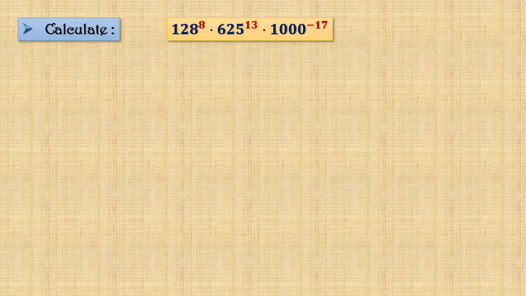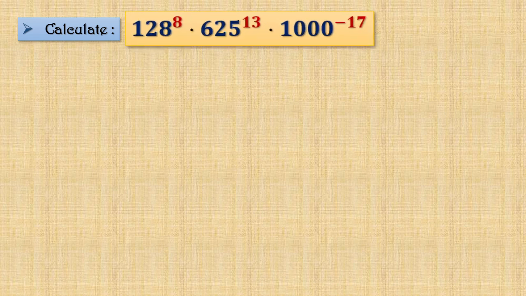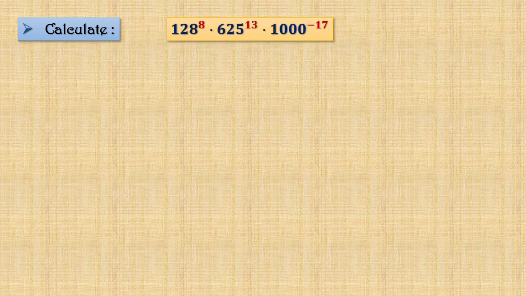In this video, we are going to simplify the expression 128 to the power of 8, multiplied by 625 to the power of 13, multiplied by 1000 to the power of negative 17. Let's break it down step by step and apply some powerful exponent rules to make it simple.